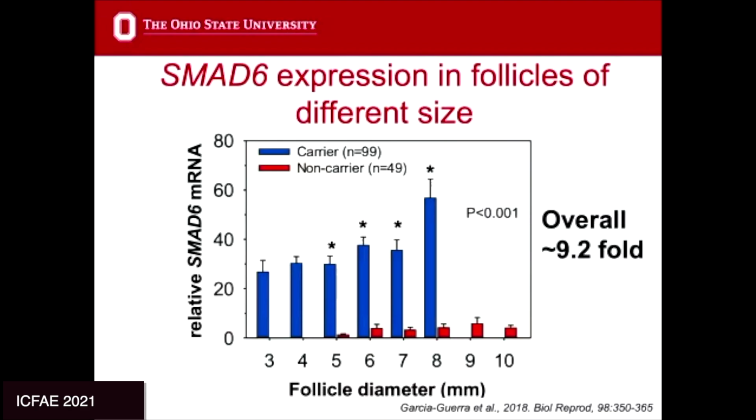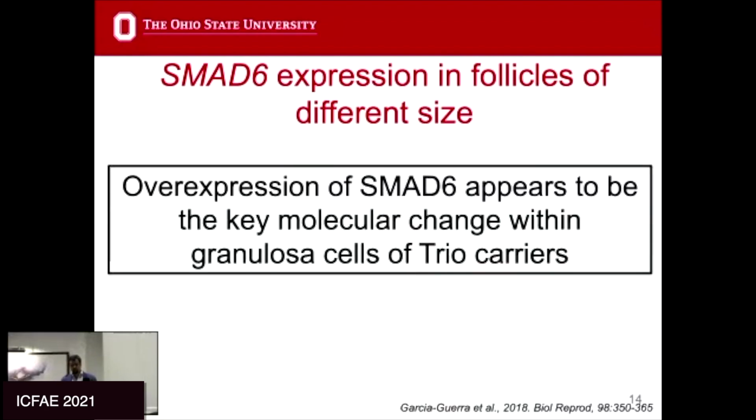We later went on to confirm this by collecting granulosa cells of follicles of different sizes and measuring SMAD6 expression via qRT-PCR. And we found that, first of all, there was no relationship or association with follicle size, meaning that SMAD6 expression did not change with follicle size, and that overall there was about a 9-fold greater expression of SMAD6 in trio carriers compared to the non-carrier animals. So it appeared that SMAD6 was the key molecular change.